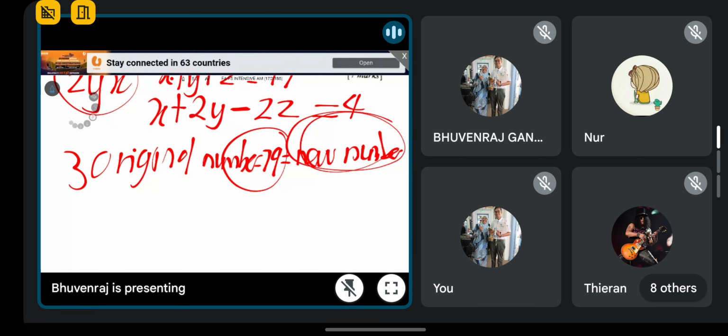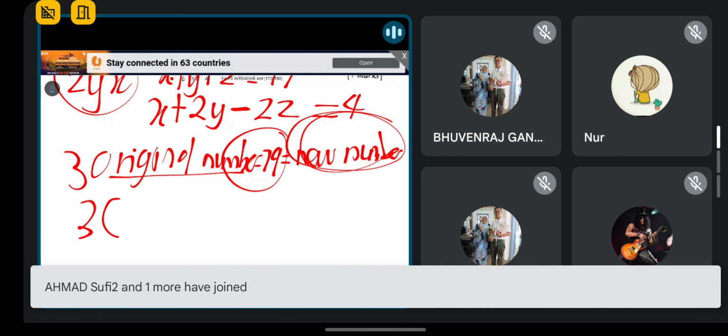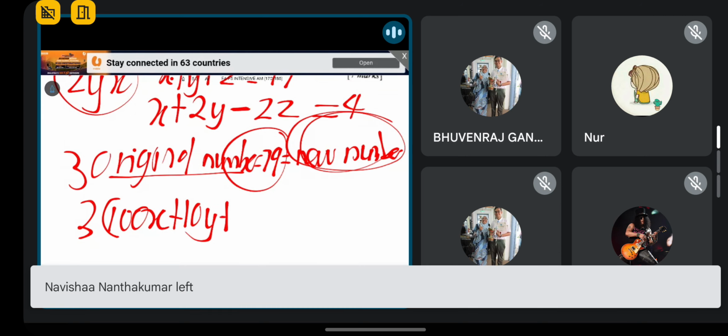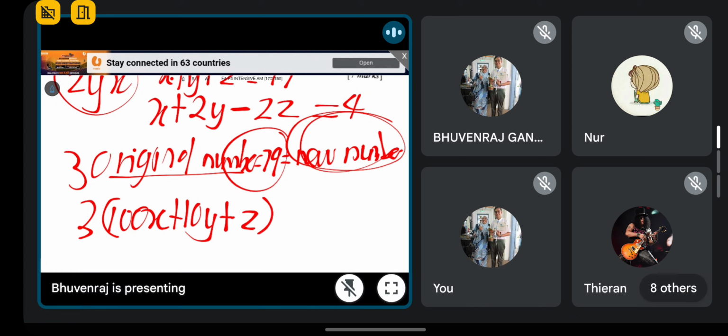Okay, so after this, you must fill in the original number. Since the x term, they say hundreds, you must put 100x. And the y is the tens, so you put plus 10y. The z is the ones, so you just leave it like this. And then minus 79. New number.